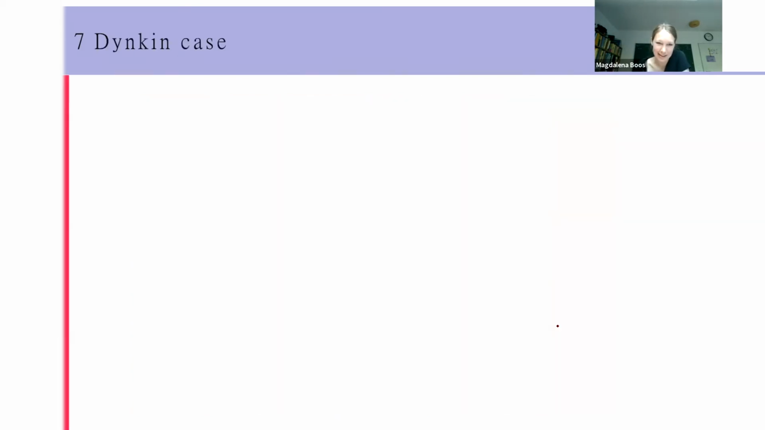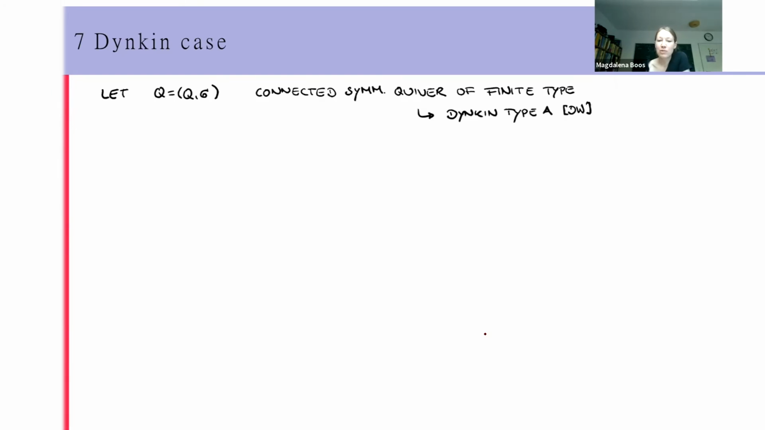Let's see, in the Dynkin case, we have a connected symmetric quiver, and this is of finite type. Finite type means finitely many isoclasses of indecomposables. And then Derksen and Weyman show that this is only Dynkin type A. This is the only one. So we only have to consider Dynkin type A.